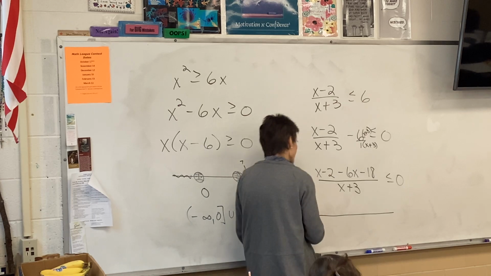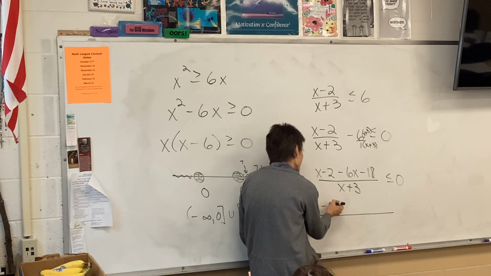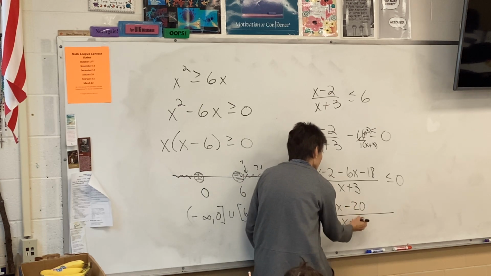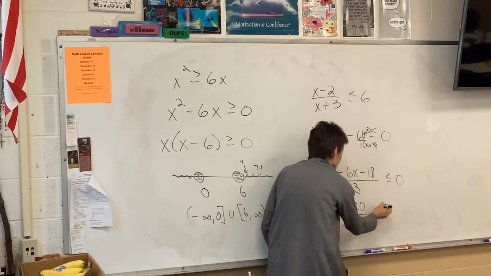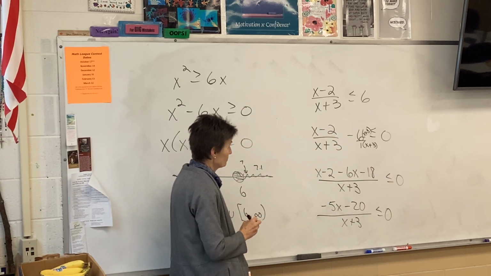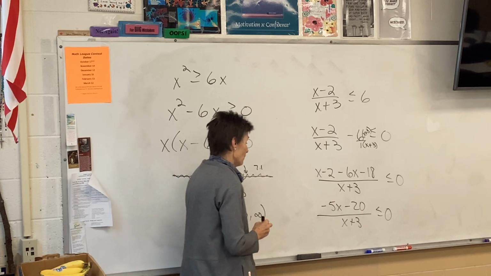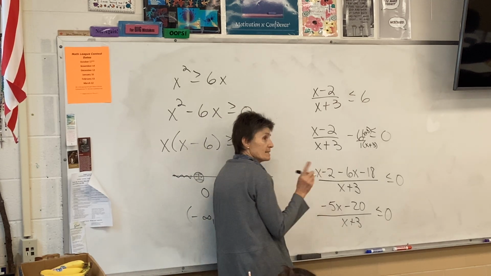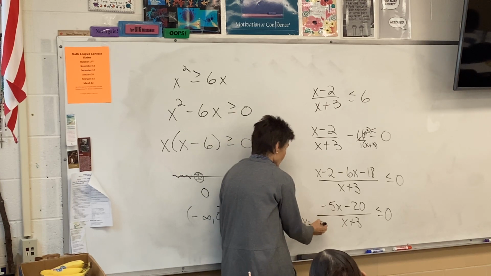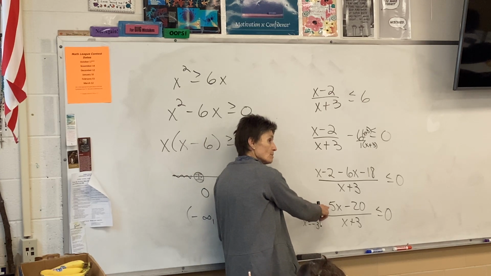So what do we end up with here? Negative 5x minus 20. Is that okay? Now, the denominator dot is easy to see. Where is this guy going to be? He's going to be at negative 3. Okay, I know that one. This one's a little harder.